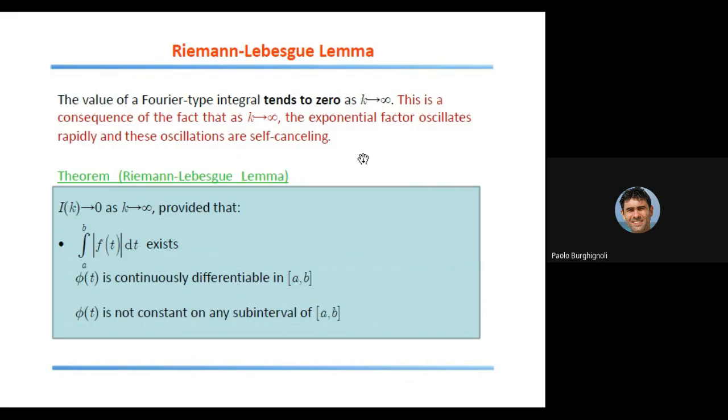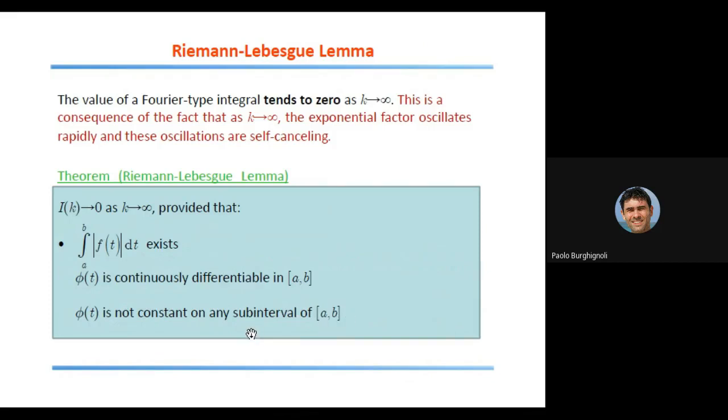Now, one can prove rigorously the following: in the limit when the parameter k tends to infinity, the Fourier integral goes to 0, provided that the integral of the absolute value of the function f exists. So that's an L1 function. The function phi is continuously differentiable in the integration interval, and in addition, phi must not be constant on any subinterval of the integration domain.